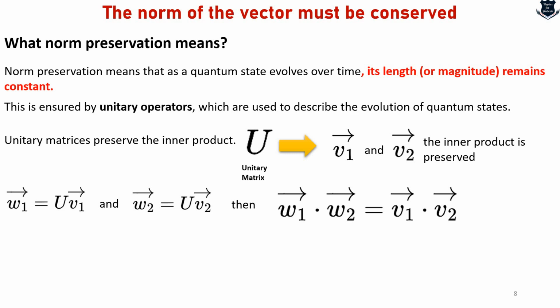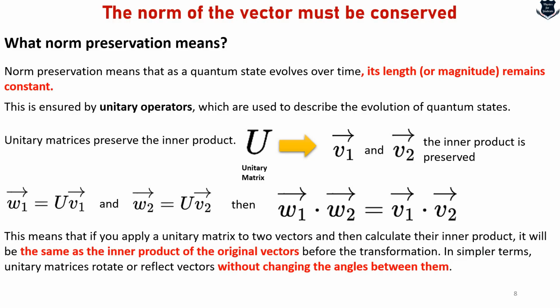This is very important. It ensures that the quantum system evolves in a predictable and reversible manner over time without losing information. So here you can see what we have done: first of all we have understood its length remains the same, and unitary matrices preserve the inner product. So if I apply a unitary matrix on these two vectors V1 and V2, then they evolve to W1 and W2, and W1 dot W2 equals V1 dot V2. That means that if you apply a unitary matrix to two vectors and then calculate the inner product, it will be the same as the inner product of the original vectors, without changing the angles between them.